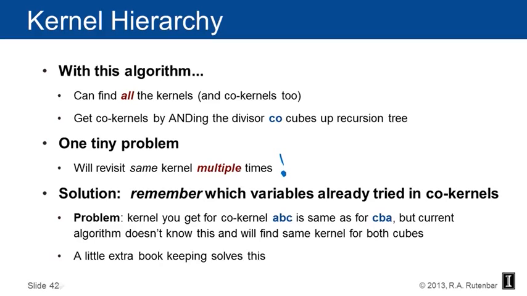of the recursion tree. So the problem is the kernel you get for co-kernel ABC is the same kernel you get for co-kernel CBA. The kernel algorithm doesn't know this. It's going to find it multiple times. There's a little extra bookkeeping to solve this, but I'm just not going to worry about it.